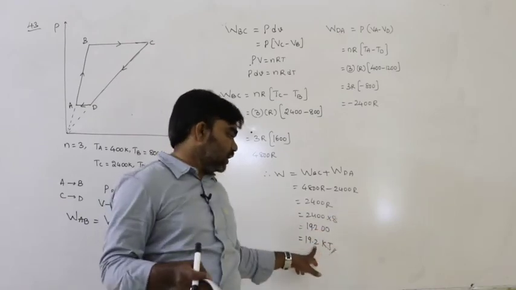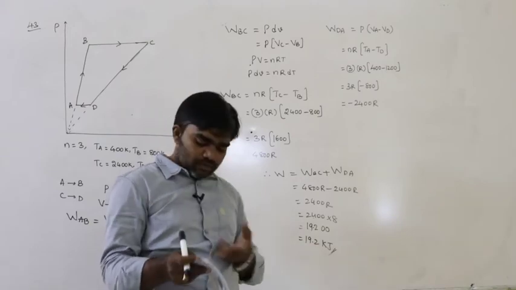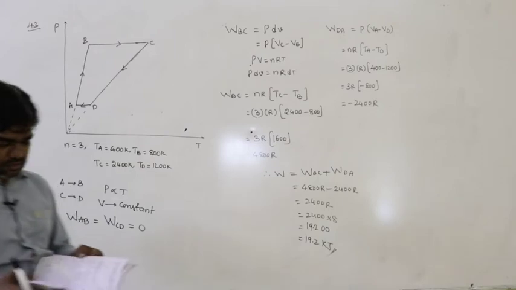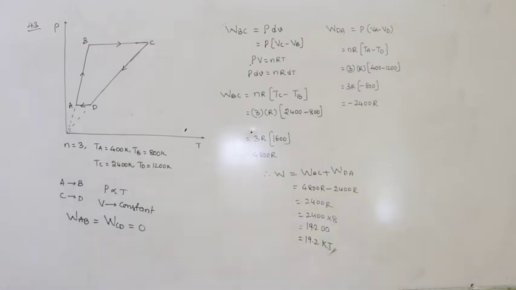Here we got 19.2 kilojoule, so the option is 20 kilojoule. This is the nearest option. Next.